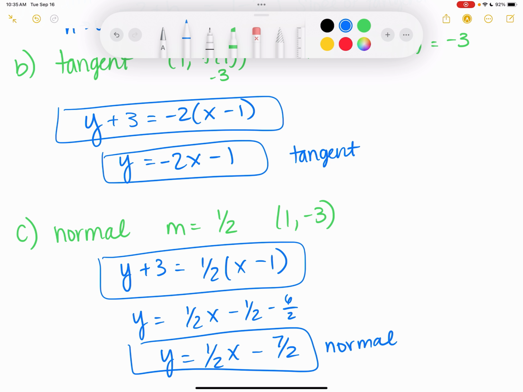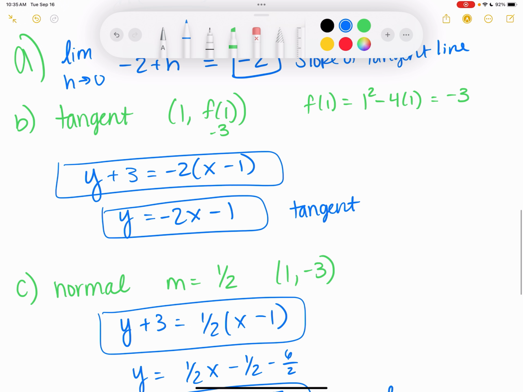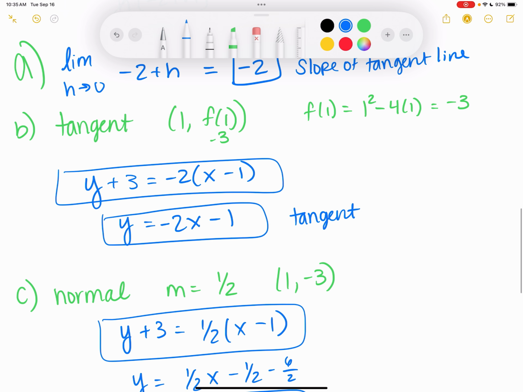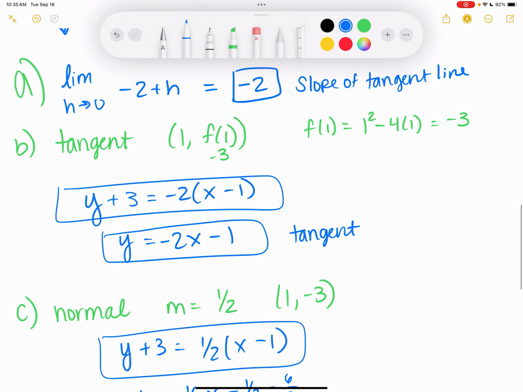How come you use the 1 for the tangent, the 1, and then the f of 1? Does it say to use that in the directions? f of 1 is how I got -3. Yeah, but how come you use the 1? Oh, because they told me that x was equal to 1. Oh, okay. So I knew that, which means I have to use it. I see.